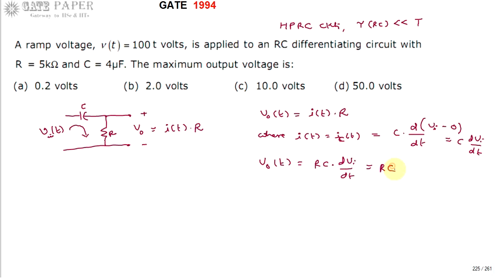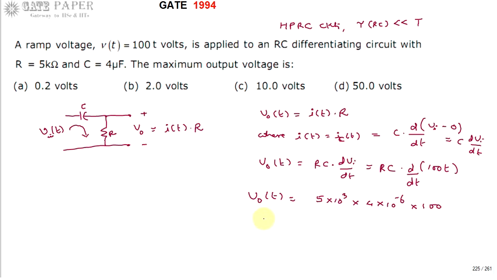Now we will substitute the Vi value. R value we know and C value we know, and we are going to differentiate the V input. V input is nothing but 100t. So V0 of t is equal to R is 5 kilo ohms and C is 4 microfarad, 10 power minus 6 farad, into the derivative of 100t, which is simply 100.